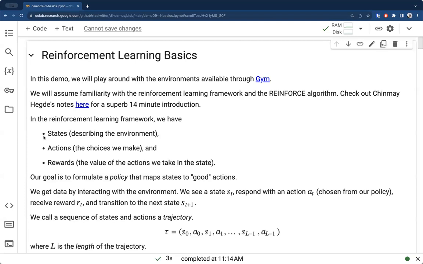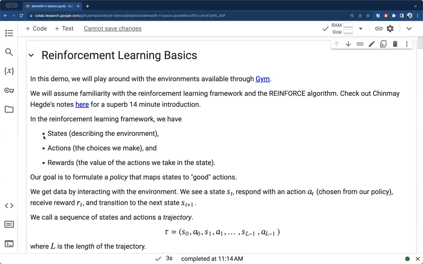Okay, so we have states, actions, and rewards. Our goal is to formulate a policy that maps states to good actions as measured by reward. We get to interact with the environment. This is slightly different than the way that we got data before. Before, we had some repository or database where we collected lots of images or captions or tabular data.